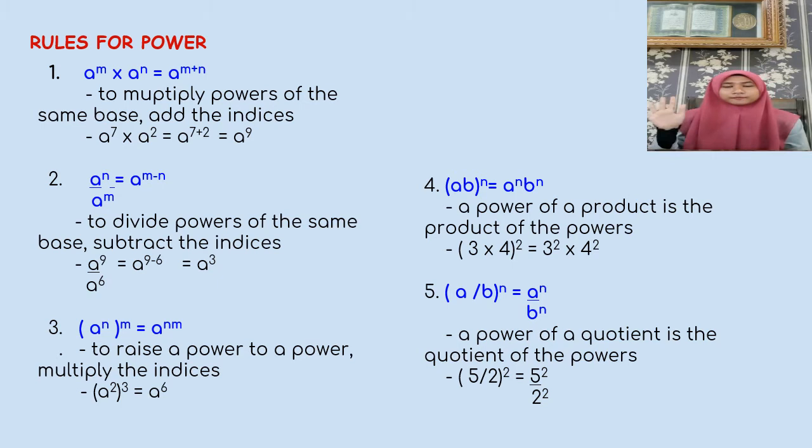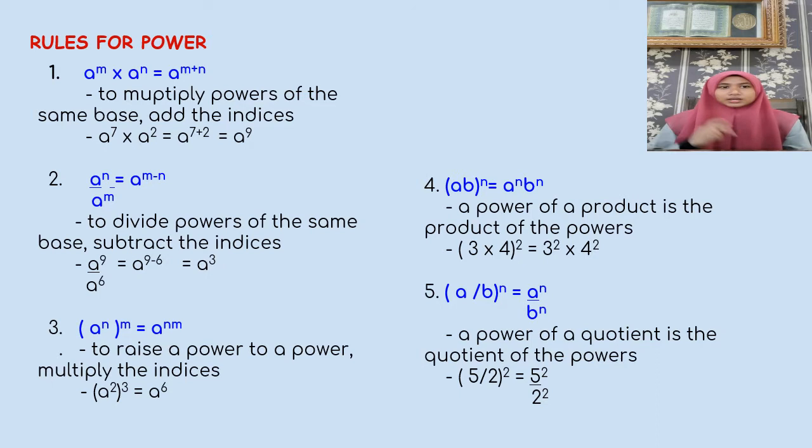Okay, we have 5 rules of power. Number 1, when we want to multiply powers of the same base, we just add the indices. Okay, we have the formula a to the power of m times a to the power of n becomes a to the power of m plus n. So for example, a to the power of 7 times a to the power of 2 becomes a to the power of 7 plus 2, equivalent to a to the power of 9.